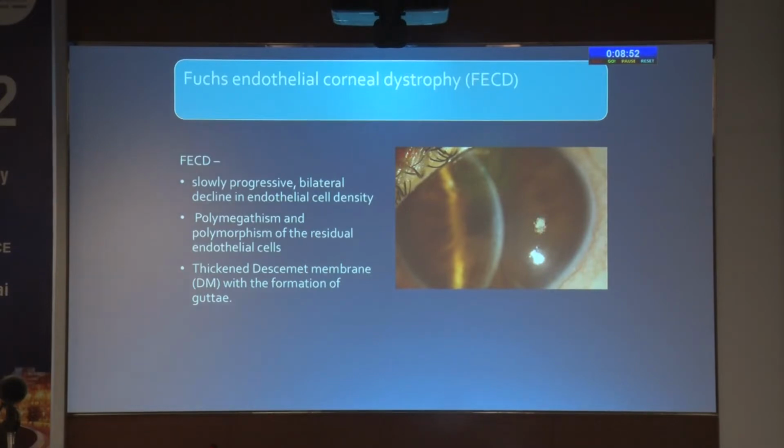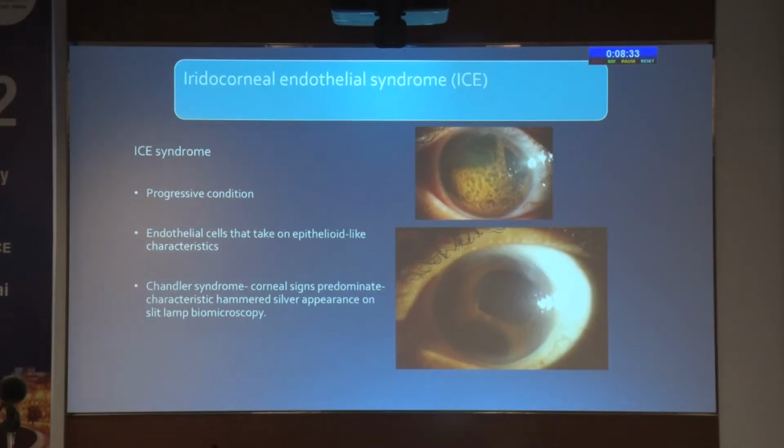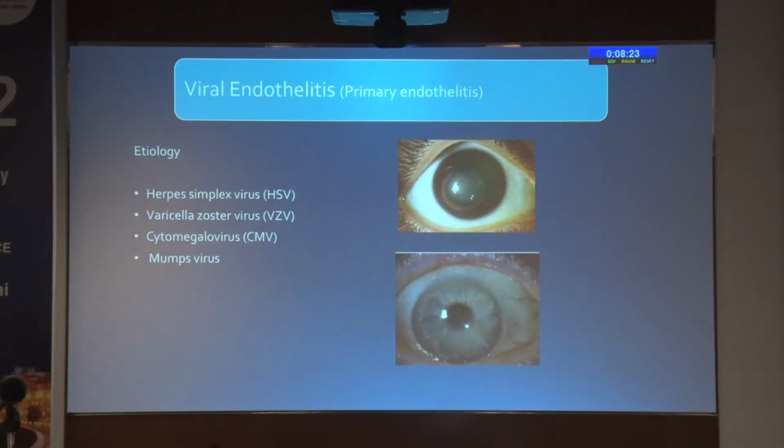We know Fuchs is a bilateral, slowly progressive condition. There is a decline in endothelial cell density, and there is characteristic guttata formation. In posterior polymorphous corneal dystrophy, there is a characteristic snail track appearance, and it's a non-progressive condition. Among the three ICE syndrome entities, Chandler's syndrome has corneal signs predominantly with a characteristic hammered silver appearance on slit lamp biomicroscopy. Viral endothelitis can lead to cataract formation and irreversible endothelial decompensation requiring surgical intervention.